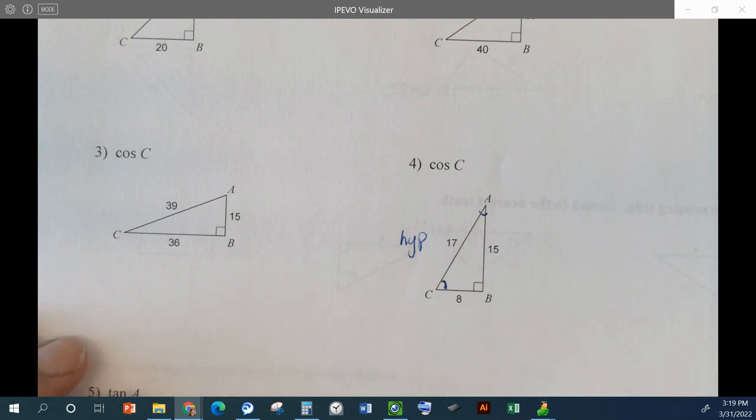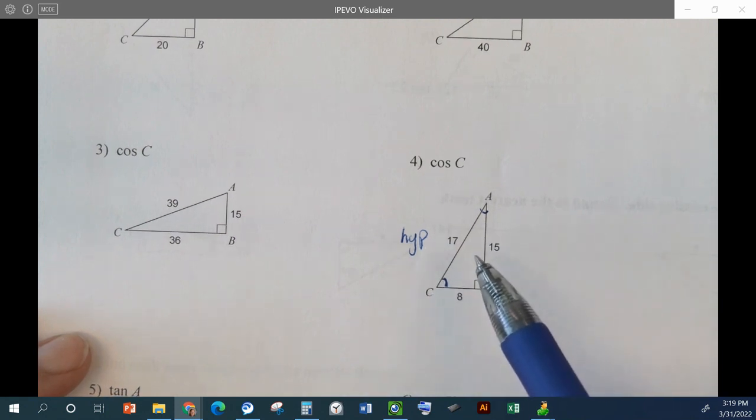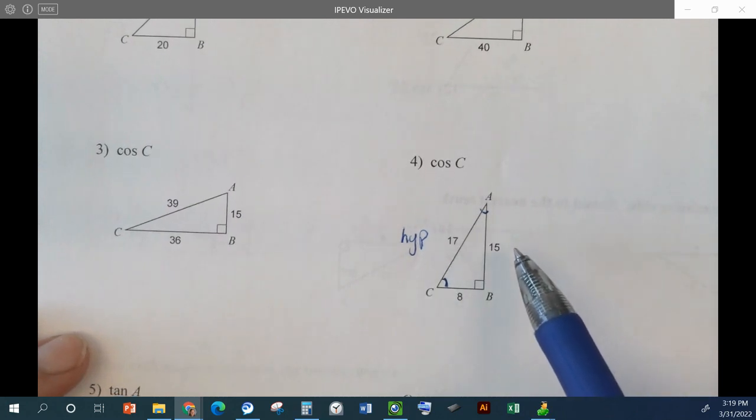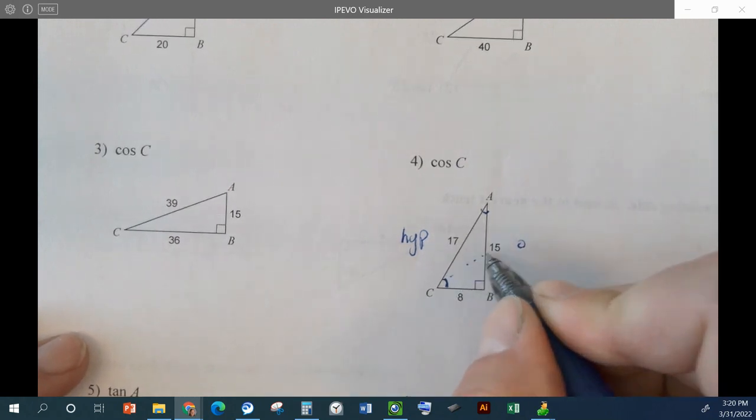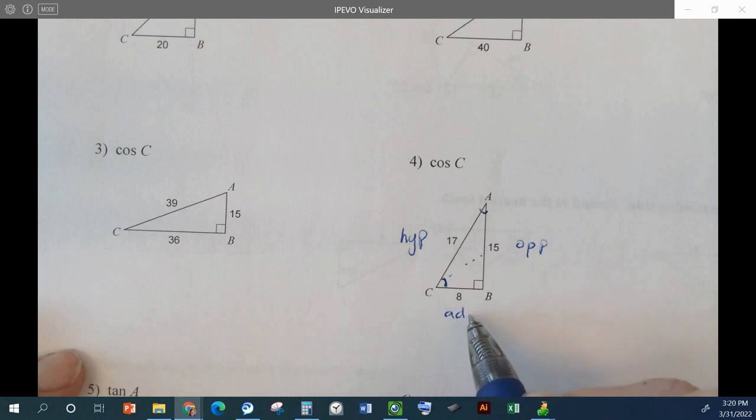And I'm just going to abbreviate. Okay, what about 15? We've already got hypotenuse, so is 15 opposite or adjacent? It's opposite. 15 is opposite C. And how about 8? So that leaves adjacent. So 8 is adjacent.